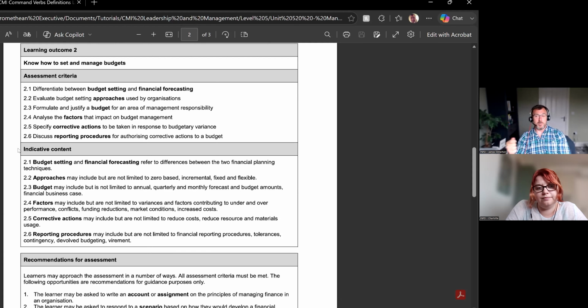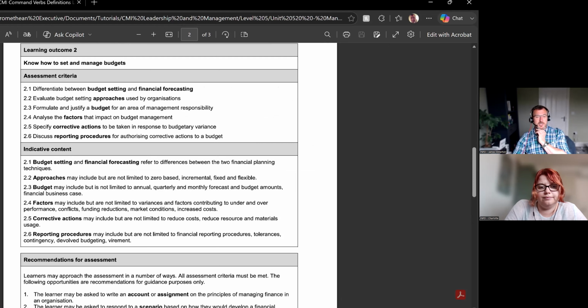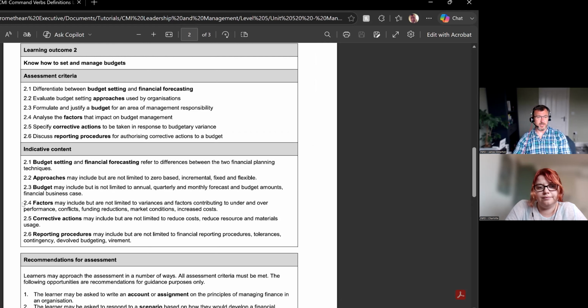You're going to make a budget, create one up, that's a formulate, and you're going to justify it. So why do you think that budget is right? Why have you used the approach that you have done? And overall then, what do you think the business case is for that budget for that area of responsibility then? Formulate then, just to remember, is to devise or develop an idea or concept in a concise and systematic way. I think it's fairly self-explanatory. And to justify, it's going to be a rationale for the actions or decisions, ideally underpinned by some data, experience, research, that kind of thing. So you're going to make that nice and applied in 2.3.